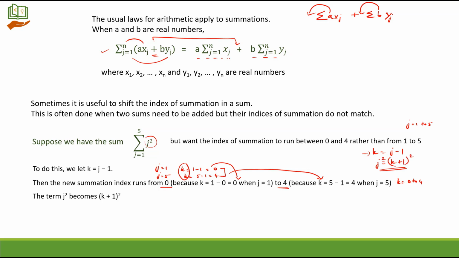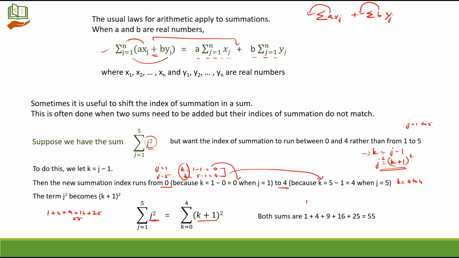Why are we actually working with k? Because now the index will be k for the summation. So we are also changing this particular variable to k. The summation of j equals 1 to 5 of j squared is equal to the summation of k equals 0 to 4 of k plus 1 the whole squared. For j equals 1 to 5, 1 squared plus 2 squared plus 3 squared plus 4 squared plus 5 squared is going to give you 55 only. Here it is k plus 1, so 0 plus 1 is 1 squared.